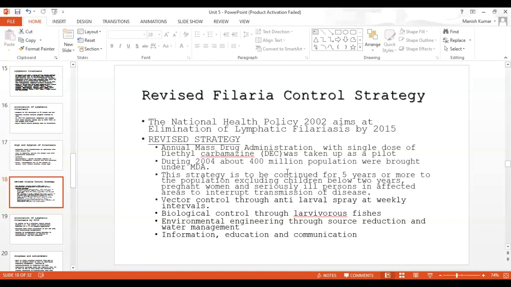And then this has been continued for 4 years or more to the population, excluding children below 2 years. So this 5 years has been completed.